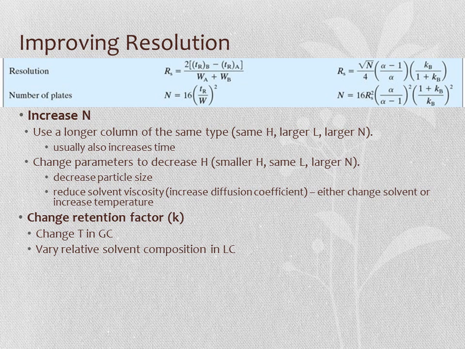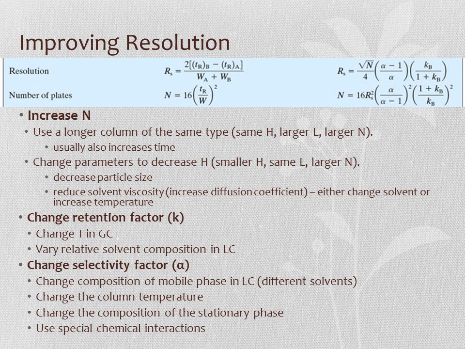You can also change the retention factor by changing the temperature in gas chromatography, or changing the relative composition of solvents in LC. And lastly, you can change selectivity factor. In this case, you would try different solvents for LC, again, adjust that column temperature. You can change the actual composition of the stationary phase. If you've got two things that are too similar, maybe give them different stationary phases, so they'll have different affinities for them. And lastly, and this is a huge topic in the literature, is to do chemistry, to change the molecules.